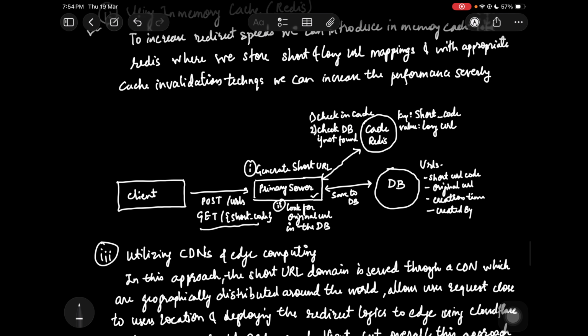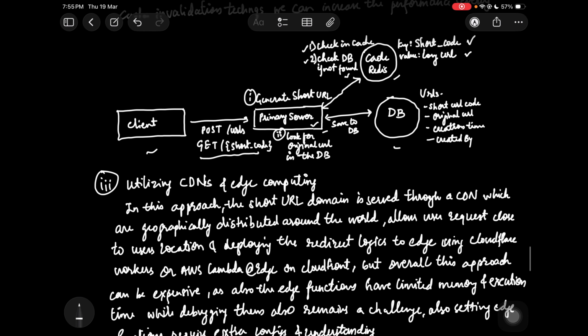Now, if you see our whole architectural diagram, it looks like this. Initially, we just had these three things: client, primary server, and DB. Now we have introduced this cache, and the cache has a short code and a long URL. As I said, first we check in the cache. If it is not there, then we check in the DB. This is the second thing we do for the cache. If it is in the DB, we go into the DB and fetch it.